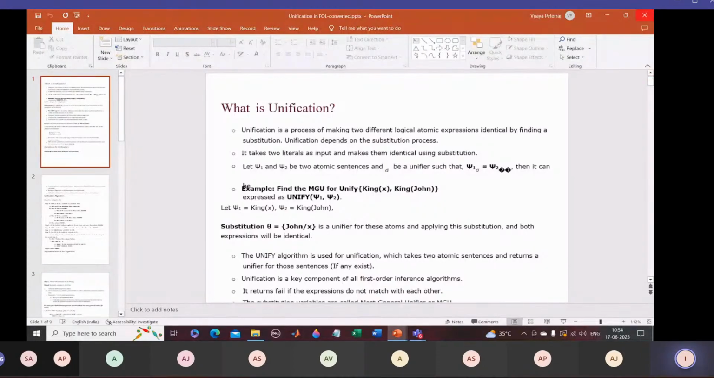Okay, so here they are taking two atomic sentences and using this unifier. The example here is for unifying: X is a king, John is also a king. So how are you going to unify this? This is termed as both are kings, right? X is taken as this variable, and John as a king is taken as this variable. So when both are kings, they are unified like this. This is your unification. You have a unification algorithm so that you can make them unified.